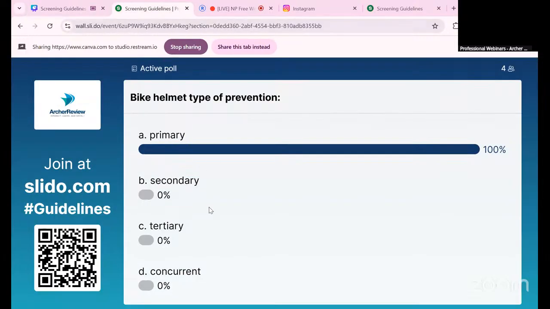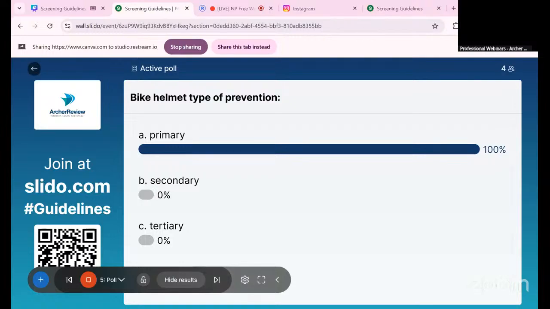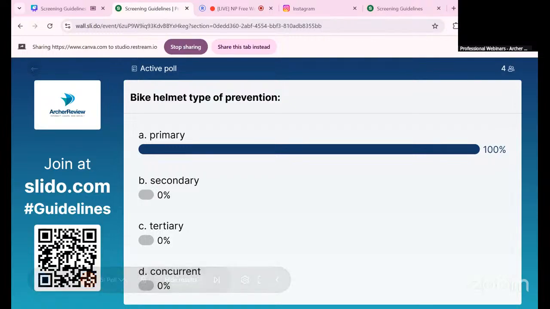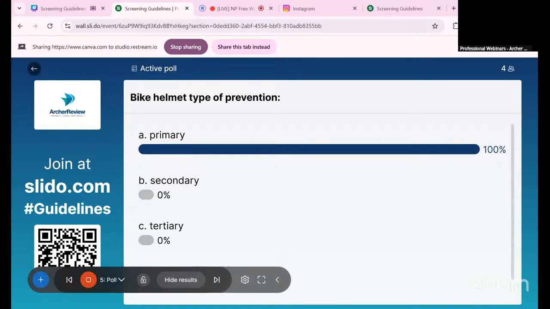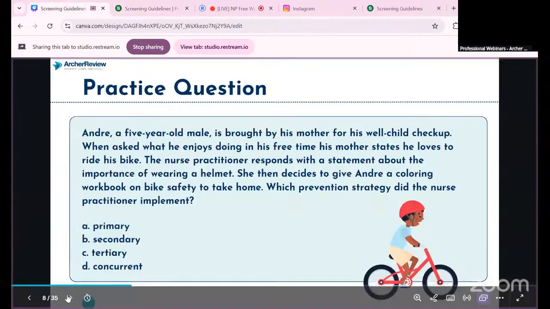So, I'm going to let you all go ahead and think about it. And you all are already on it before I can even get there, aren't you? Absolutely. This is primary prevention. We don't have anywhere in the question that Andre had a bike wreck, that he's been injured on his bike. He just likes to ride his bike. And so we're going to do primary prevention strategies here. Absolutely. That's a great job, guys. All right, let's go ahead and look at this one.